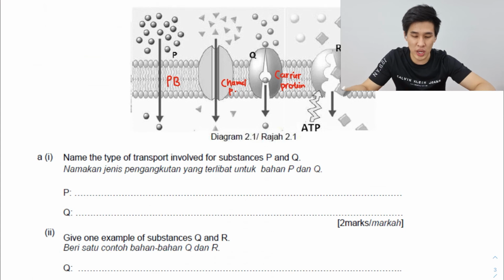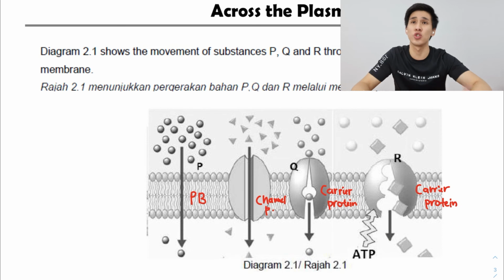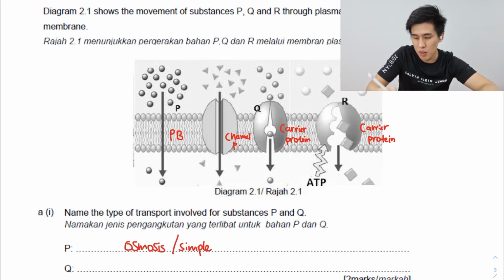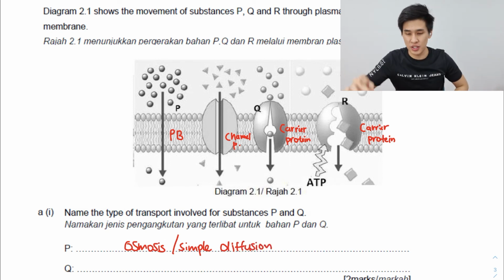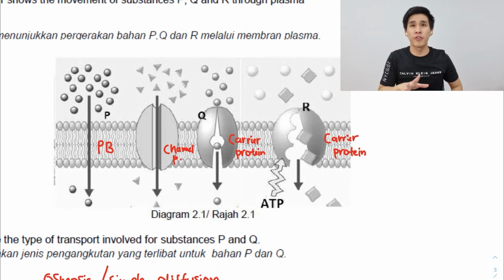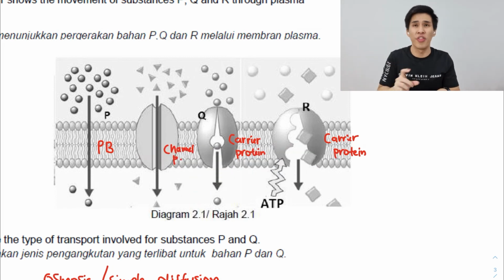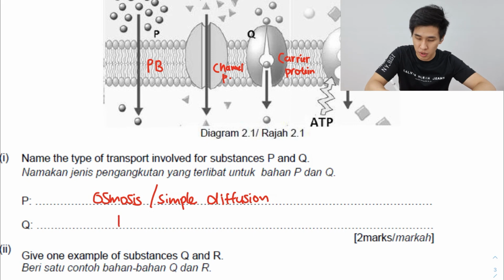For example, question A1, name the type of transport involved in substance P and Q. For P, it passes through the main entrance, there's only 2 types of transport, the easy ones we learned before: osmosis and simple diffusion. There are 2 answers for this, either one is acceptable. Moving on, Q. Q is passing through a carrier protein. Carrier protein has 2 transports, right? You have active and facilitated. Again, concentration gradient, you can see high to low is definitely not active, so the remaining one is facilitated diffusion.